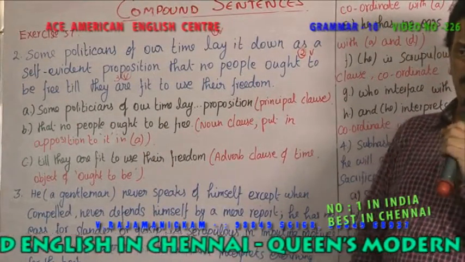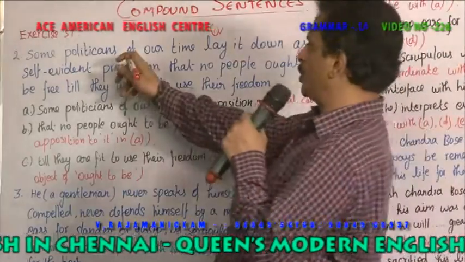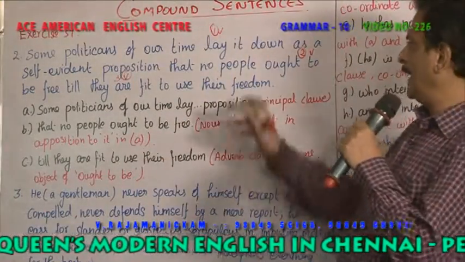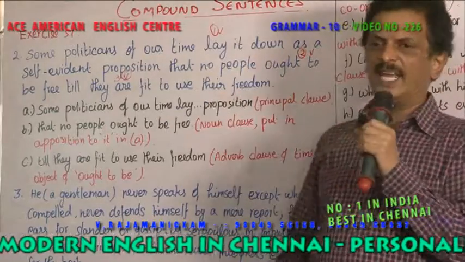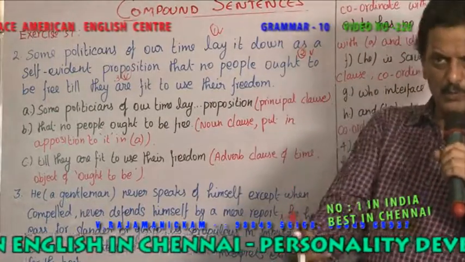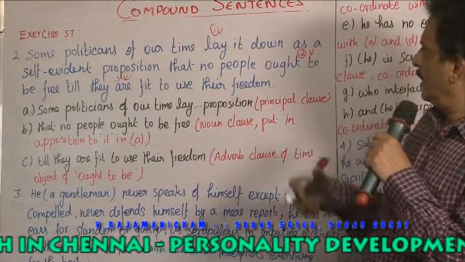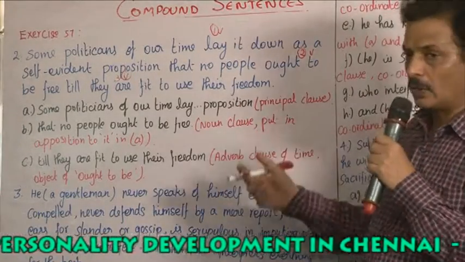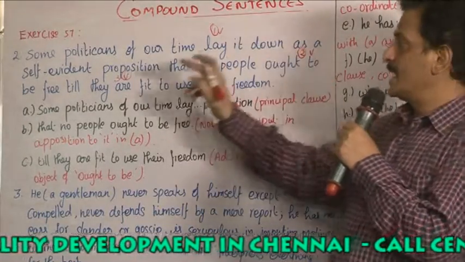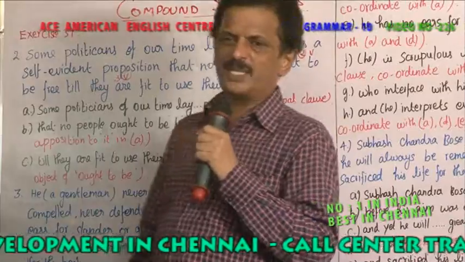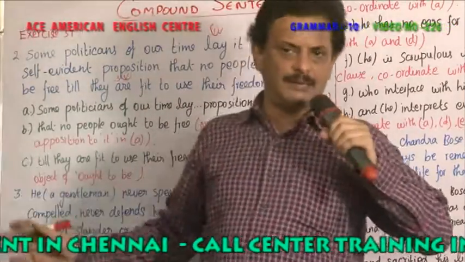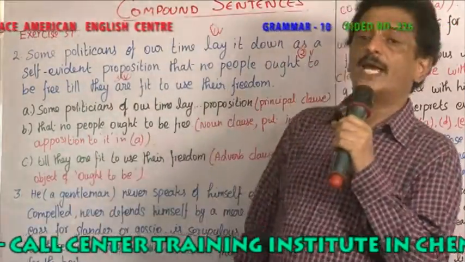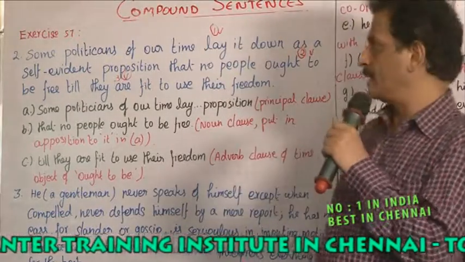Now you see the vocabulary. What do you understand? Some politicians of our time, you know that meaning. Lay it down as a self-evident. Lay it down means what? They are putting forward, or saying, or making it a rule, laid down as self-evident. What do you mean by self-evident? Very clear, very obvious, self-evident. Proposition means what? An idea, a concept.